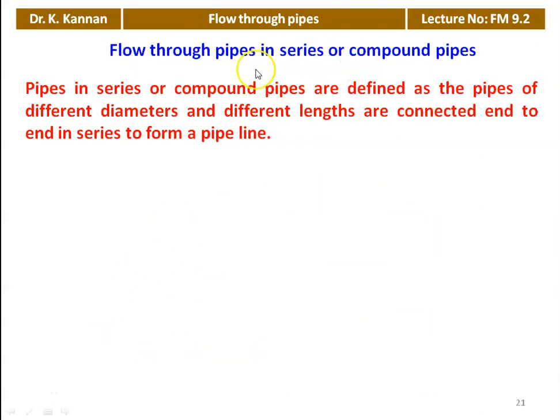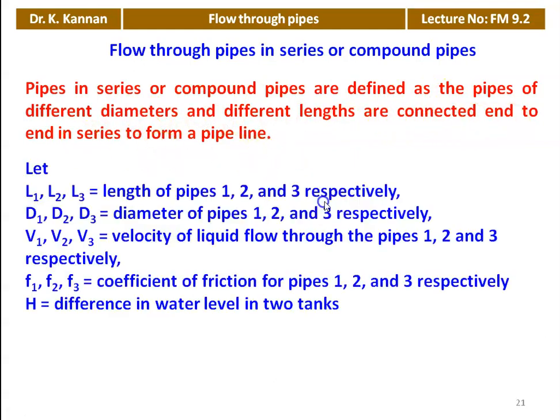and flow through the pipe in series or compound pipe. So the pipe in series or compound pipe are defined as pipes of different diameter and different length connected end to end in series to form a pipeline.